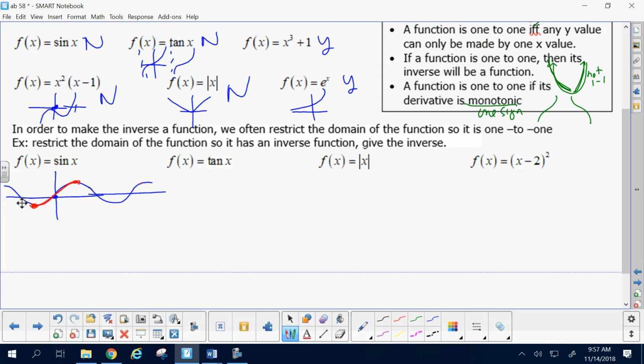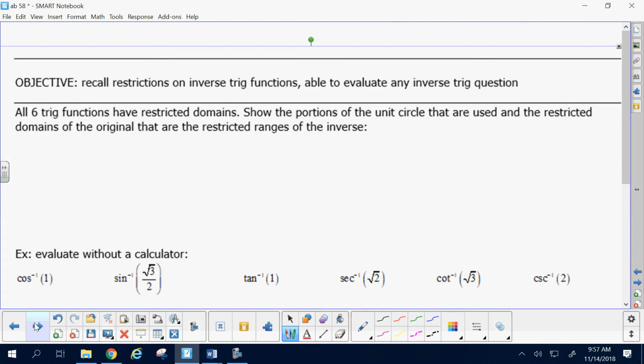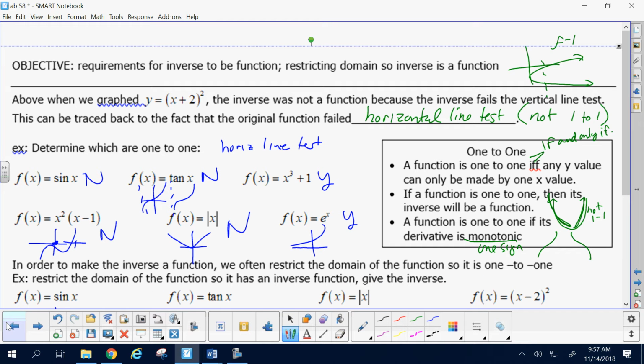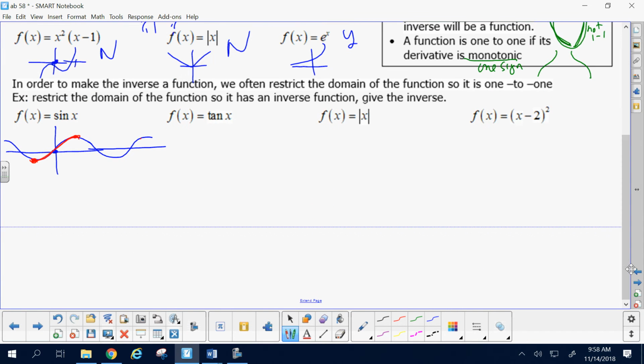If you were to restrict it in such a way, then the inverse would be a function. And instead of the angles on the horizontal, the angles would be on the vertical, and the side ratios, or opposite to hypotenuse ratios, would be on the horizontal. And your curve would look like that.